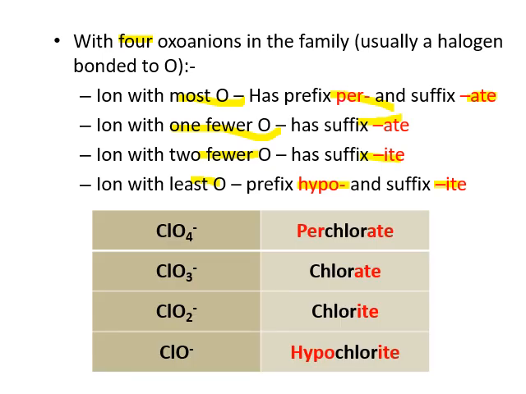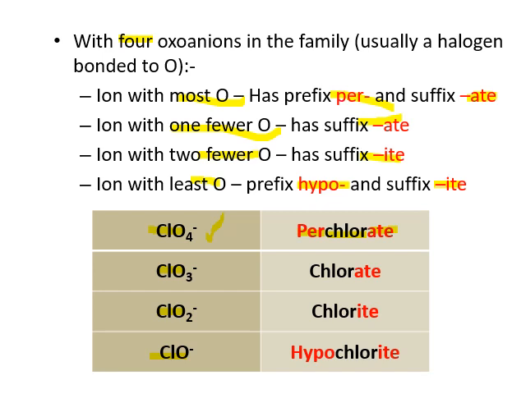So look at this one. For example, a group of chlorates. Okay, chlorate. They are all from the ClO group. Which one has more oxygen? Of course, this one. Alright. So this one has 4 oxygen. We put per in front, and ATE at the back, and the stem is chlor. The name is perchlorate.